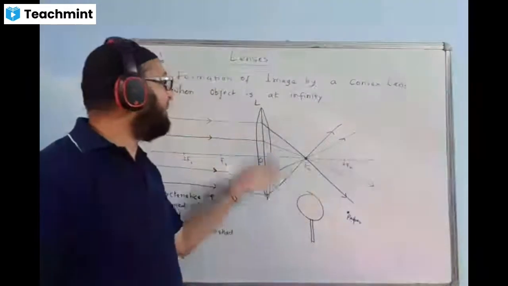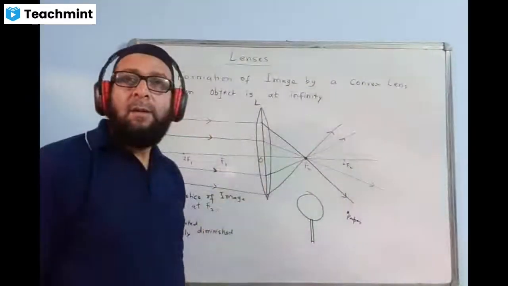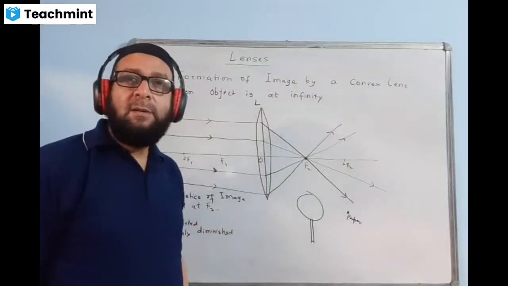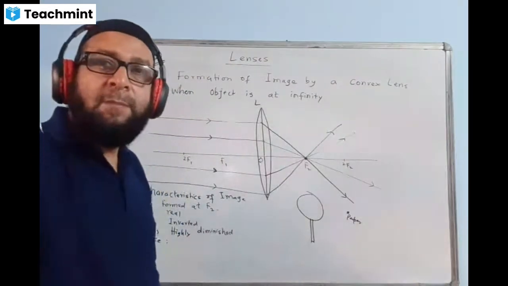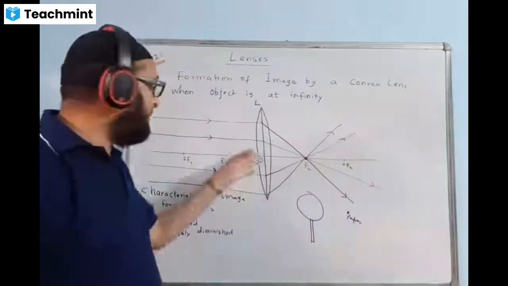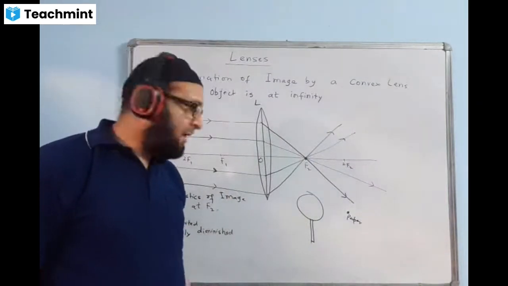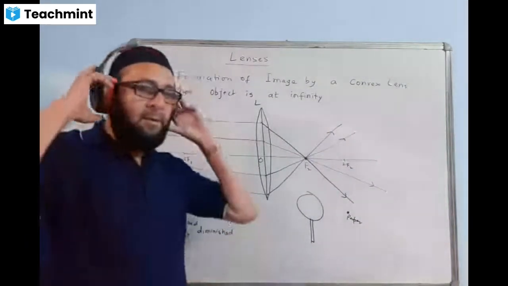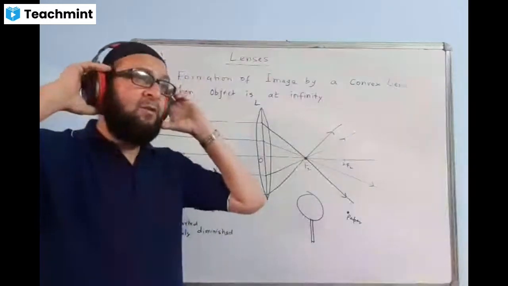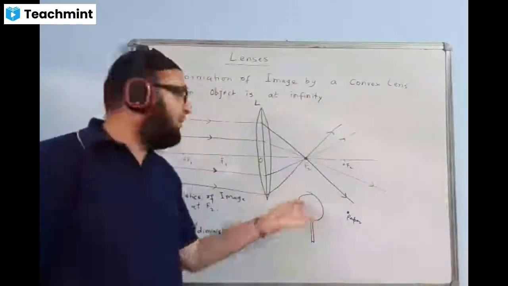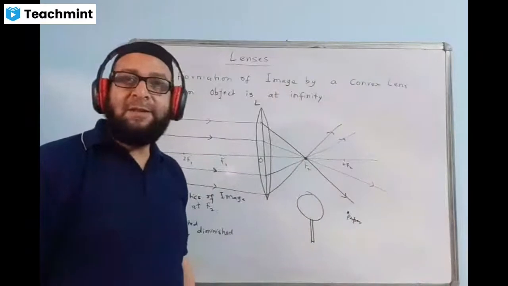Magnifying glass is nothing but a convex lens only. This is the diagram you draw. You have to write that a magnifying glass is nothing but a convex lens. You have to say convex lens.